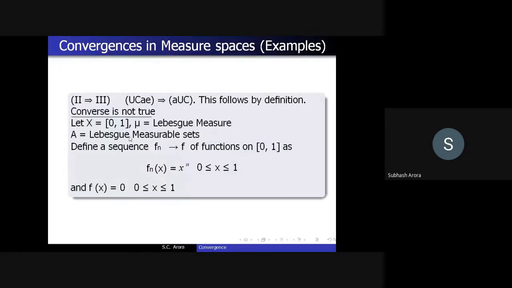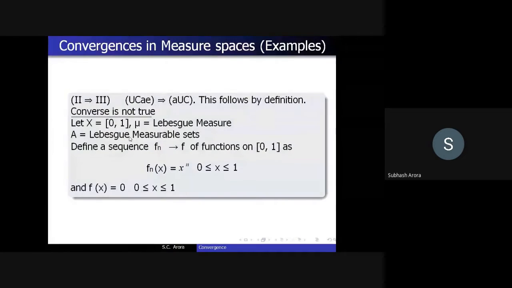By the way, it's a finite measure because, since it is Lebesgue measure, mu of the whole of X would be equal to the length of the interval. A is the set of all Lebesgue measurable sets, those subsets of the set X which are Lebesgue measurable. Define a sequence fn converging to f of functions on [0,1] as follows.